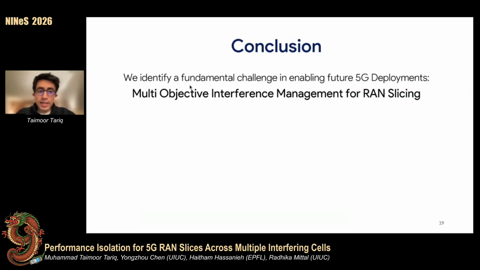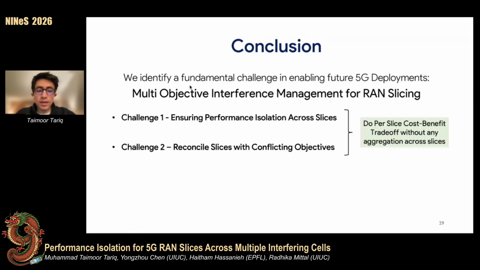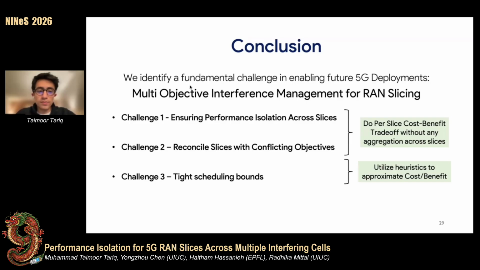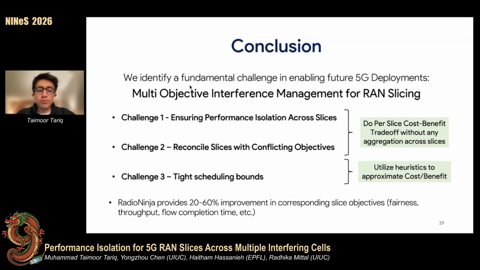So in conclusion, we identify a fundamental challenge in enabling future 5G deployments, which is how to enable multi-objective interference management for RAN slicing. We deal with two key challenges. First is ensuring performance isolation across slices, and secondly, reconciling slices with conflicting objectives. We do this by doing a per slice cost-benefit trade-off without any aggregation across slices. The third challenge is to enable all of this in extremely tight sub-millisecond time bounds, and we utilize heuristics to approximate cost and benefit. And we observe that Radio Ninja provides 20 to 60% improvement in corresponding slice level objectives while ensuring performance isolation. Thank you.